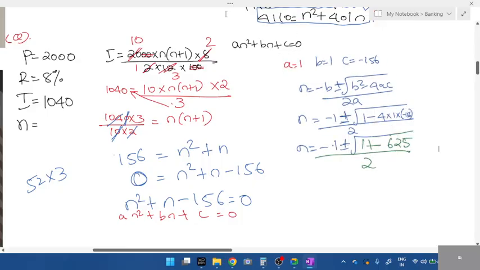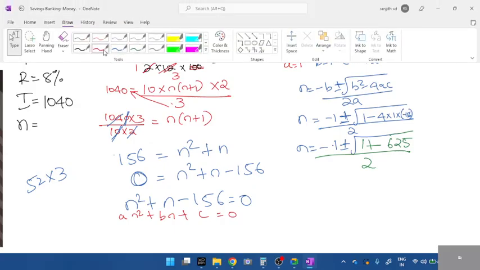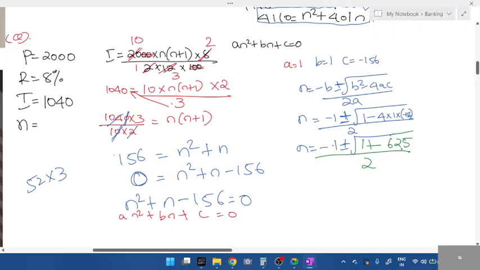If you had memorized 1 to 30, that's the reason I told you. Sometimes in board exam, they'll just ask up to 1 to 30. So take minus 1, take only the positive value. Sorry, 624 plus 1 is 625. Square root of 625 is 25. n is equal to, what is minus into plus? Minus. 25 minus 1 is 24 divided by 2.